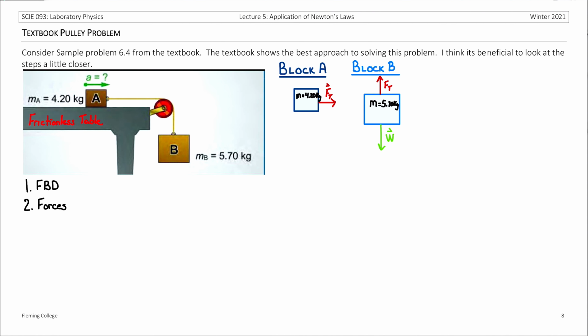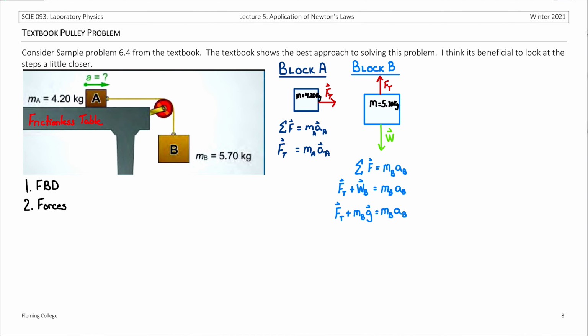In block A, we set up Newton's second law, saying that the sum of all the forces will be equal to the mass and the acceleration of block A, and the only force present is that force of tension. What about the forces on block B? Again, the sum of all the forces will tell us the mass of block B and the acceleration of block B, and it has a force of tension, and it has a weight. We can replace that weight with the way we know to calculate, so that'll be the mass of the block times the acceleration due to gravity.